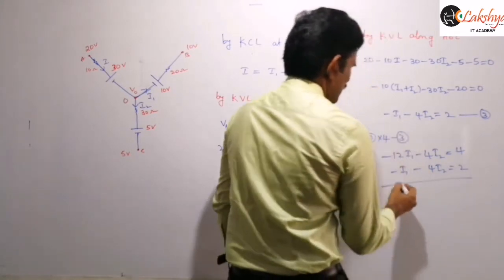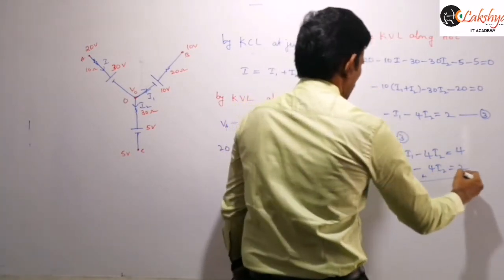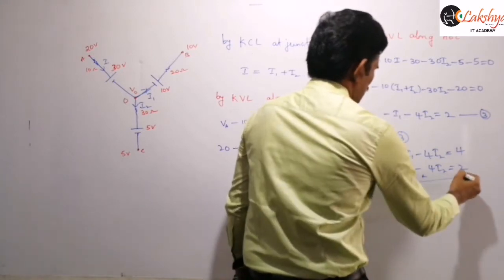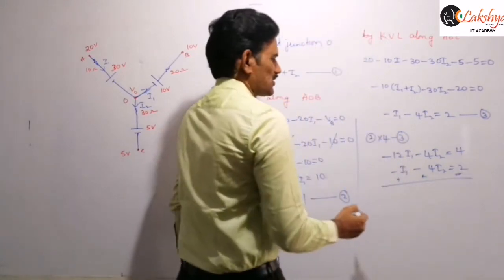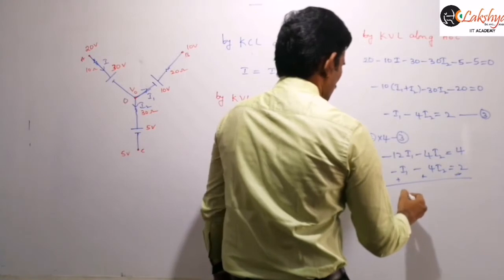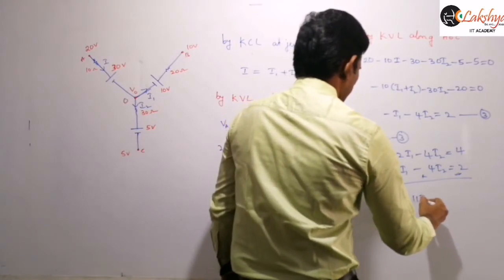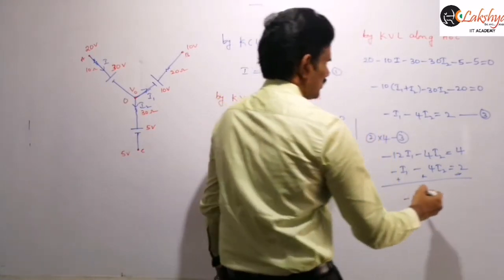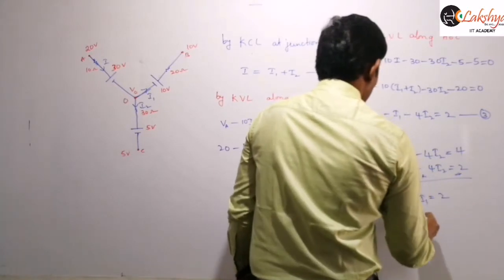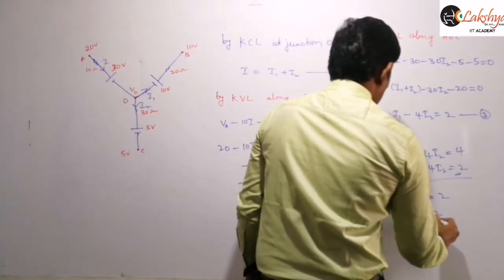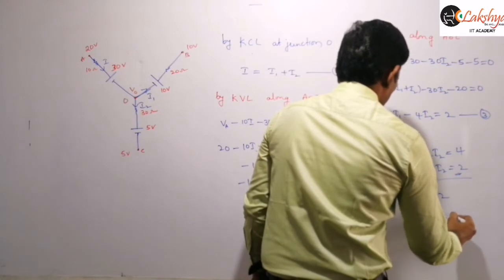We are subtracting these equations here. So this is plus and this is plus and this is also plus, minus you will get. Then you can cancel the I2 value, and this value is minus 11 I1 is equal to 2 you will get. Therefore I1 is equal to minus 2 by 11 amperes.